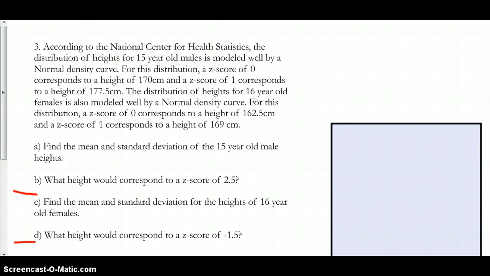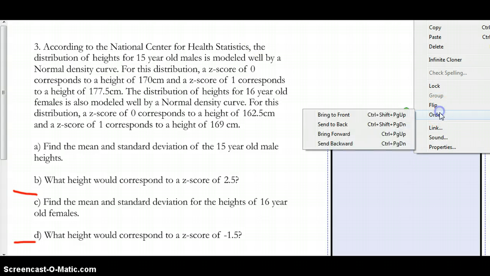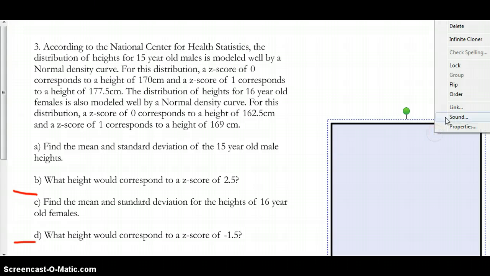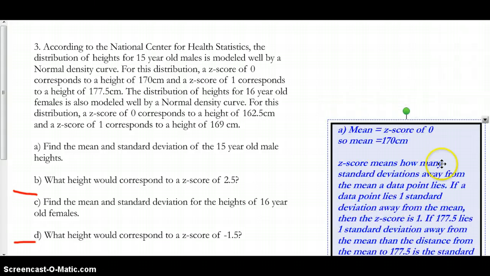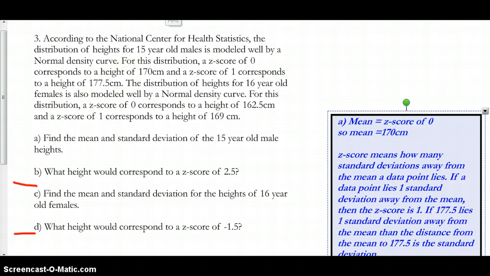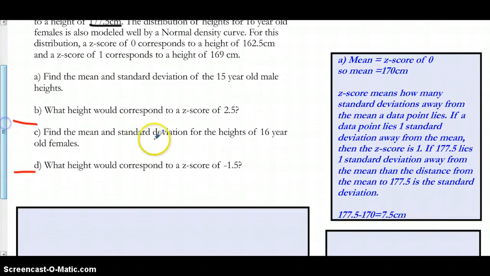Finding the mean and standard deviation for males, for 15-year-old males. So using the given information, we can see that a z-score of 0 was for a height of 170. If the z-score is 0, that means that it is 0 standard deviations away from the mean, which must mean that 170 is our mean. A z-score of 1 tells me that we are 1 standard deviation away from the mean, so 177.5 centimeters is 1 standard deviation away from my mean of 170. Therefore, I can calculate the standard deviation simply by subtracting. So my standard deviation is 7.5 centimeters.